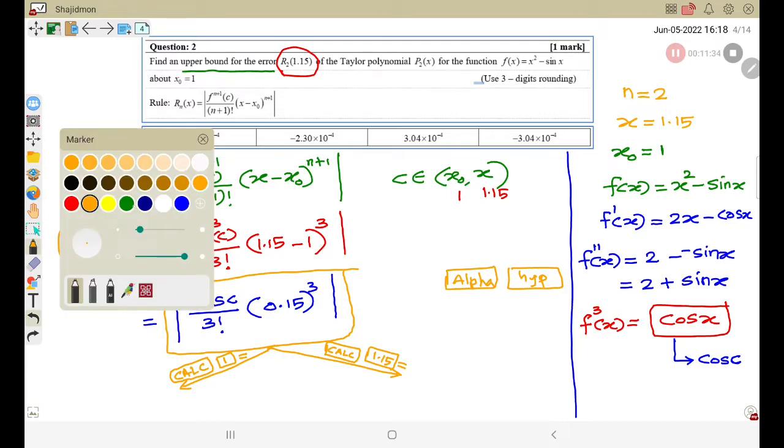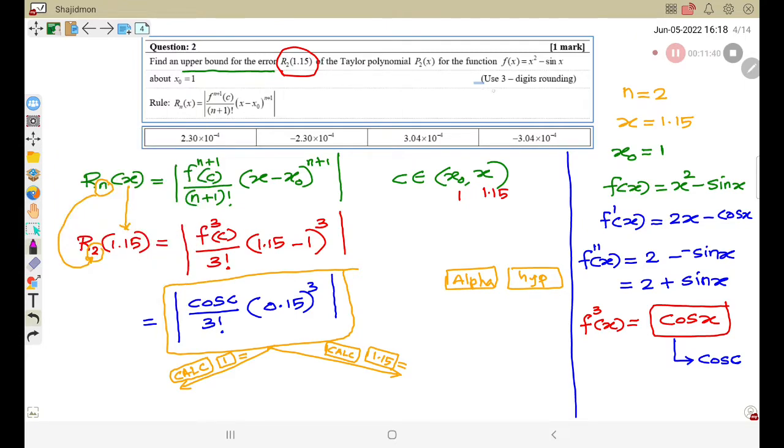Once you enter it in your calculator and press calc, you will get a 3 digit rounding, as given in the question. Calc 1.15 gives 2.30 times 10 to the power minus 4. And if you press calc 1, you will get 3.04 times 10 to the power minus 4. Out of these two, which is the bigger number? Select that as the upper bound for the error. Which is bigger? 3.04, because both are 10 to the power minus 4.